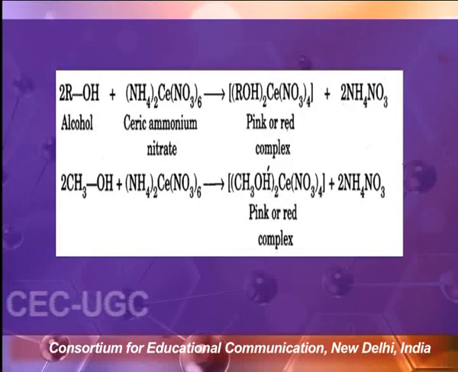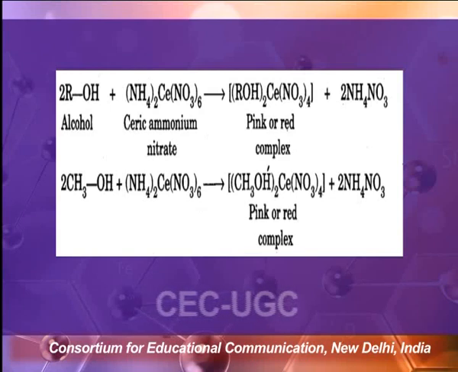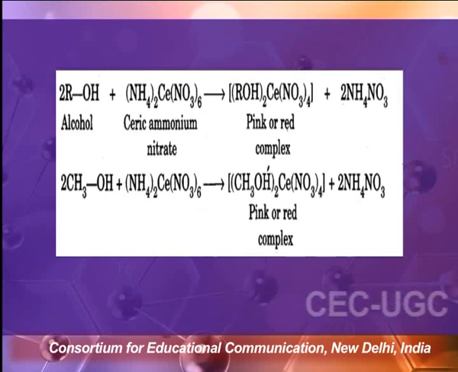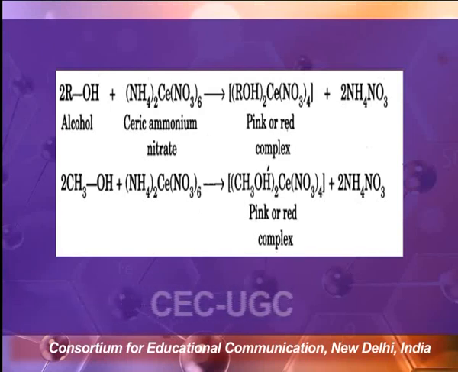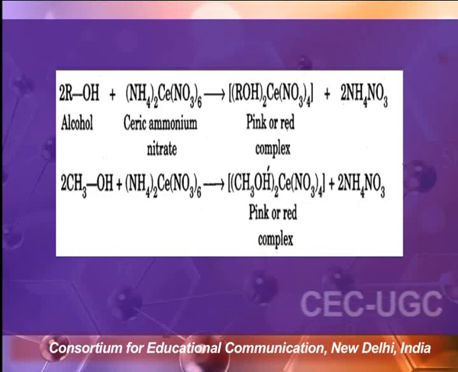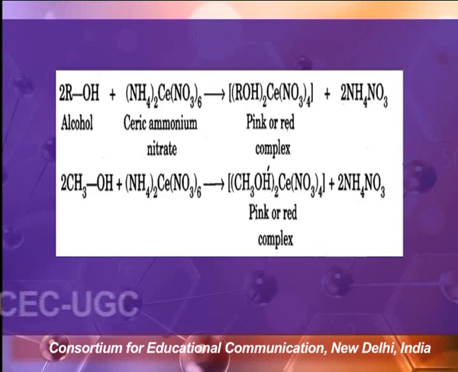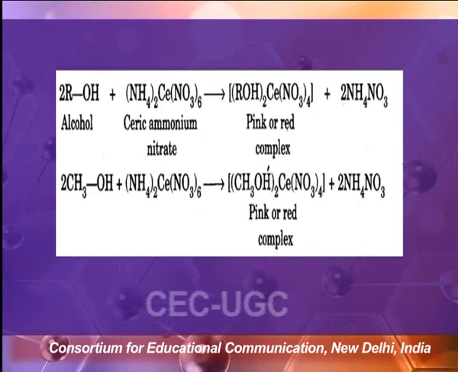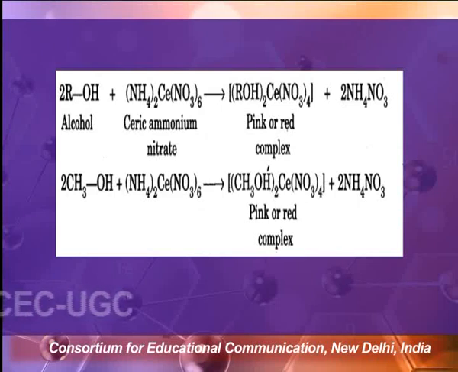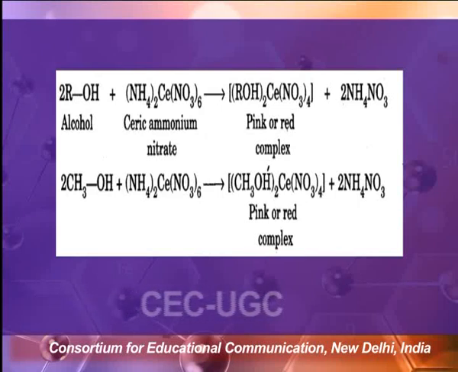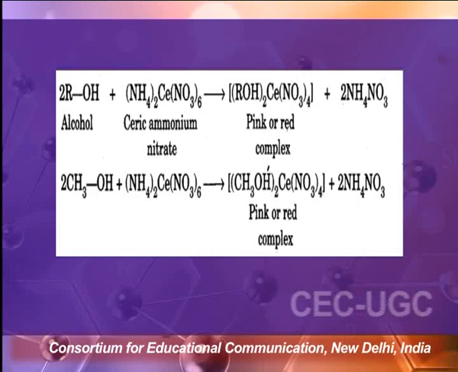How does the reaction proceed? You can see the general formula of alcohol, ROH. How can we represent alcohol if someone is asking you? ROH. And what is the molecular formula of ceric ammonium nitrate? (NH4)2Ce(NO3)6. And you can see the structure of the complex, which is pink or red in color: (ROH)2Ce(NO3)4, along with ammonium nitrate, that is NH4NO3.